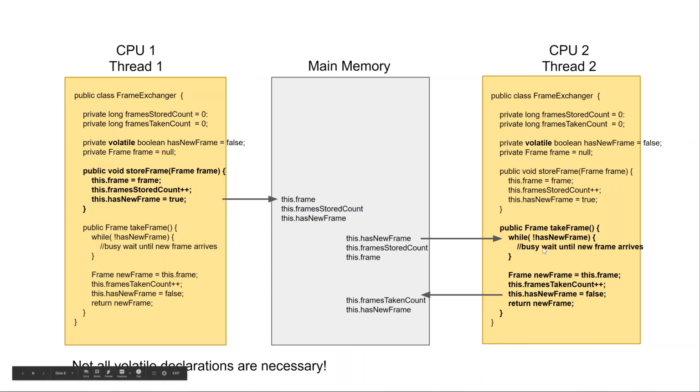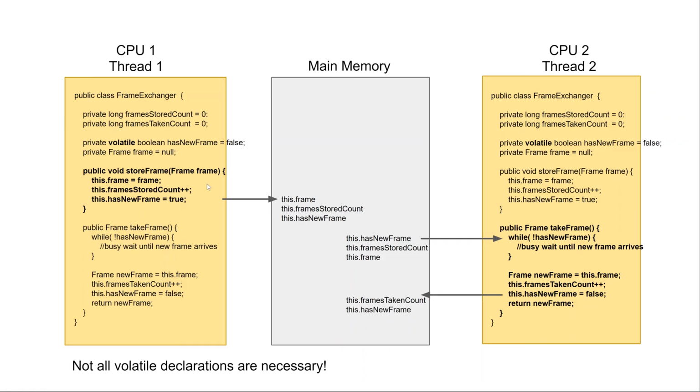Now that we have a visibility guarantee of hasNewFrame and these other variables here, we are certain that thread 2 will not spin in this while loop forever. Eventually thread 1 will change the value of hasNewFrame to true in the storeFrame method, and this while loop here will exit, and thread 2 will see the frame and take the frame that was set by thread 1 and return that from takeFrame.